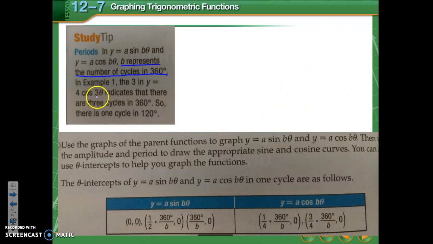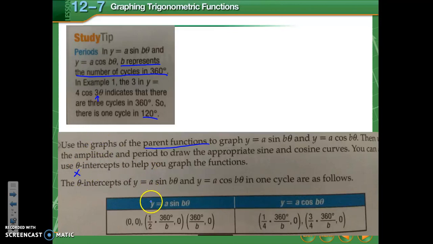If I have 4 times the cosine of 3 theta, that 3 means that I'm going to do 3 full patterns in 360 degrees, so 120 degrees for one cycle. Basically what we do is we use the graphs of those parent functions at the very beginning of your notes, and then we use the amplitude and the period to adjust them, to make them higher or lower, and to shrink them or stretch them horizontally. We can also use the theta intercepts, remember theta is like our x, to help us graph.